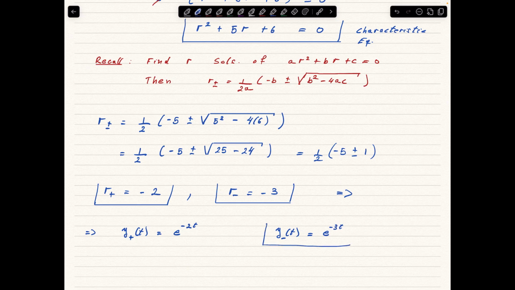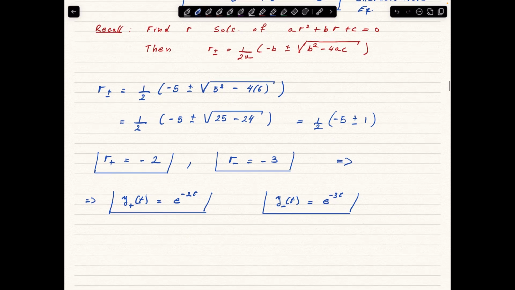These are solutions of the differential equation because of the calculation we did before. You can plug these functions into the equation and you're going to see that they are solutions, and they are actually not proportional to each other. It's very easy to see there are two different exponentials, so y plus is not proportional to y minus. So that says that these are fundamental solutions of equation 1.